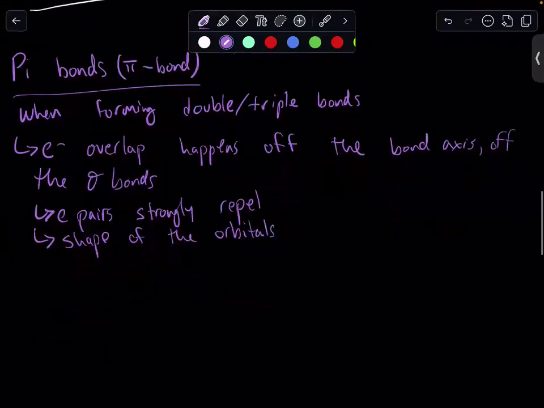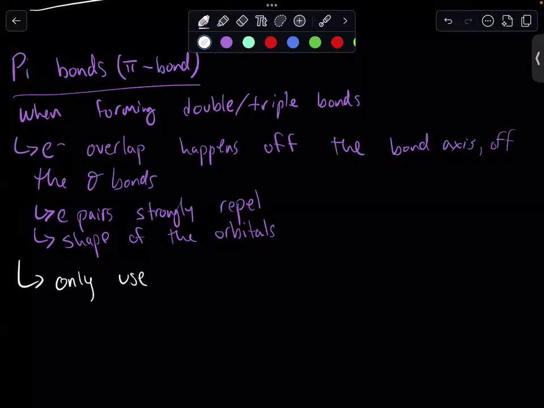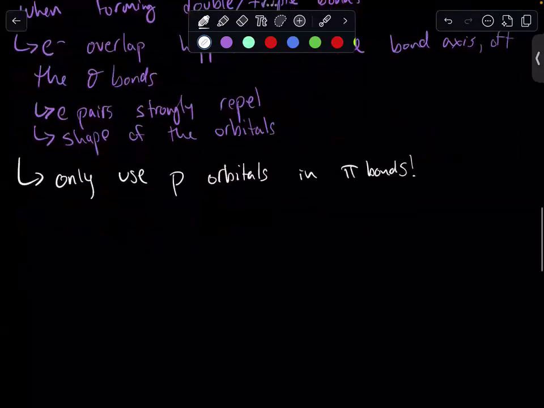So due to this and due to how they're going to form, we only use p orbitals in pi bonds. So let's see what actually happens. To get this straightforward, we're going to use our 3D plane. So bear with me a moment as we make our three-dimensional plane.